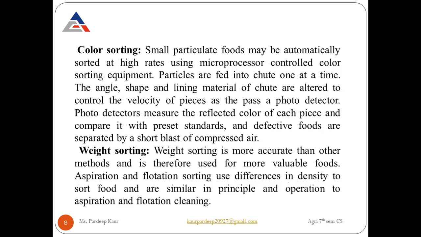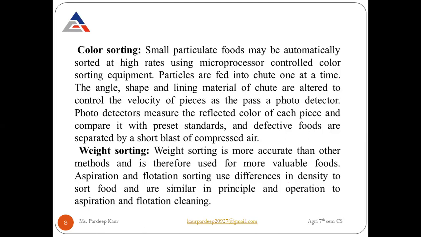So in this, microprocessor equipment is used. All the food particles are fed into the chute only one at a time. The chute covers the angle, shape, and lining material, and it also alters the control velocity of a piece, and that reading is passed to the photodetector. So, what is the function of the photodetector? In the photodetector, we already entered preset standards. The food material that is not compatible with preset standards is said to be defective food, and it is separated by a short blast of compressed air. So this is all about color sorting.